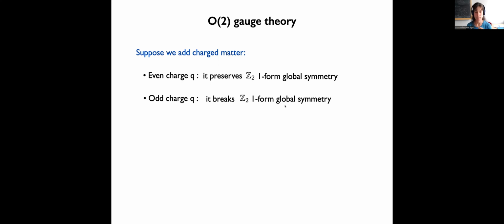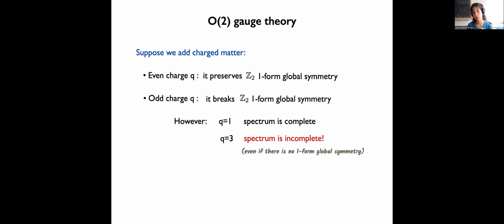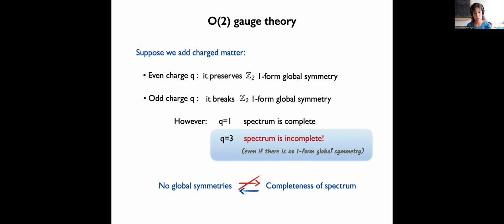Now, if I add charge equals 1, this is fine. The spectrum is going to be complete, and I'm completely breaking everything. So I have a complete spectrum and no global symmetries. But if I add, for example, only matter of charge 3 and the multi-particle states, then the spectrum is incomplete because I don't have the charge 1. But this is enough to break the symmetry. So this is a case in which you have an incomplete spectrum, but there are no global symmetries. Okay, so this side of the correspondence doesn't work.